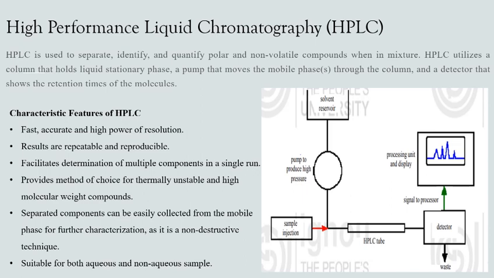As a sample solution flows through the column with the mobile phase, the components present in the injected sample solution migrate according to the non-covalent interactions of the compounds within the column. In order to detect the components as they elute from the column, there are many types of detectors that can be used with HPLC. Some of the common detectors include ultraviolet, photodiode array, refractive index, and mass spectrometric detector. And some of the characteristic features of HPLC are fast, accurate, and high power of resolution.